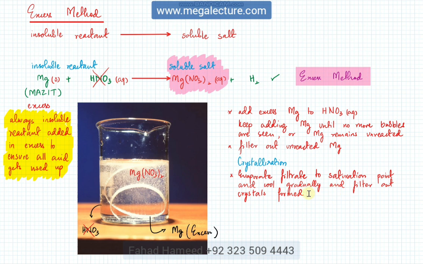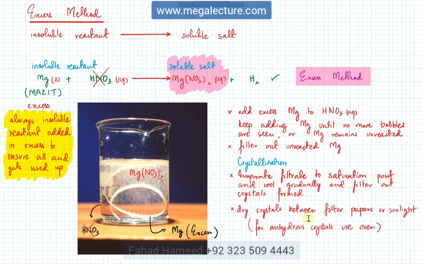And that's it. Now, one last thing is, they're going to ask you for dry crystals. So to dry them, you have to do a few extra steps. Dry crystals between filter papers, or you can put them in sunlight and the crystals would dry up. Or if you want to get rid of all the water and have anhydrous crystals without any water of crystallization, you can heat it strongly in an oven as well.